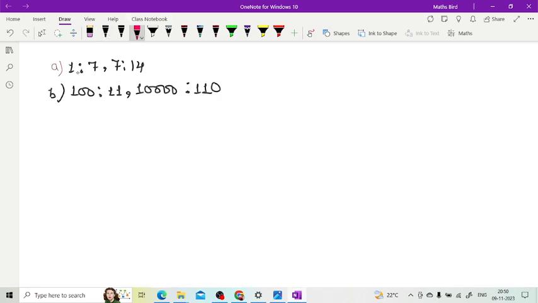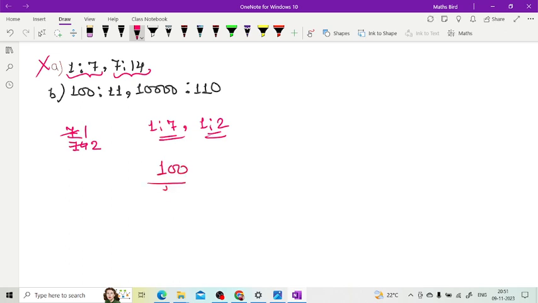We know that firstly how we can say it is equivalent. Firstly we have to convert both the ratio in a standard form. So 1 ratio 7 is already in a standard form, so 7 by 14, 7 1 is 7, 7 2 is 14. So this is like 1 ratio 7 and this is 1 ratio 2. This is not equivalent, right? So the first one is not equivalent. We will check second one.